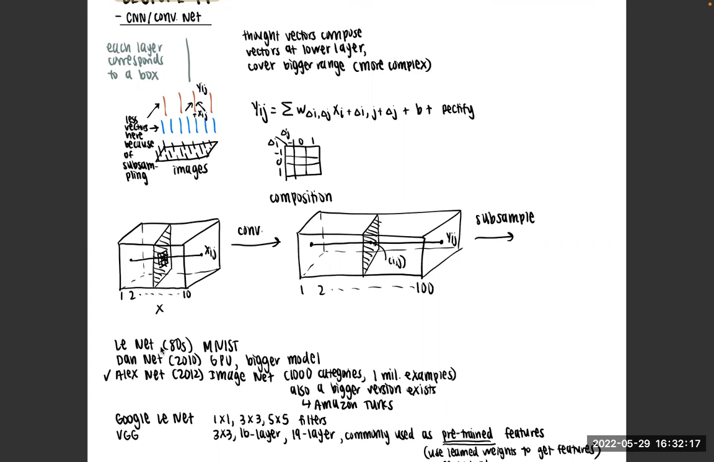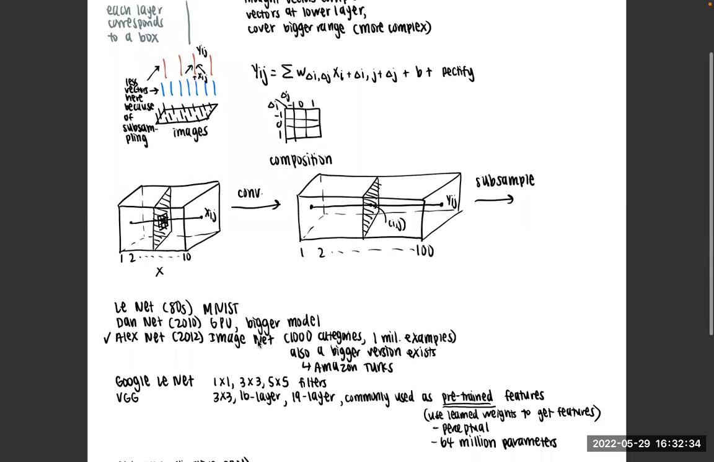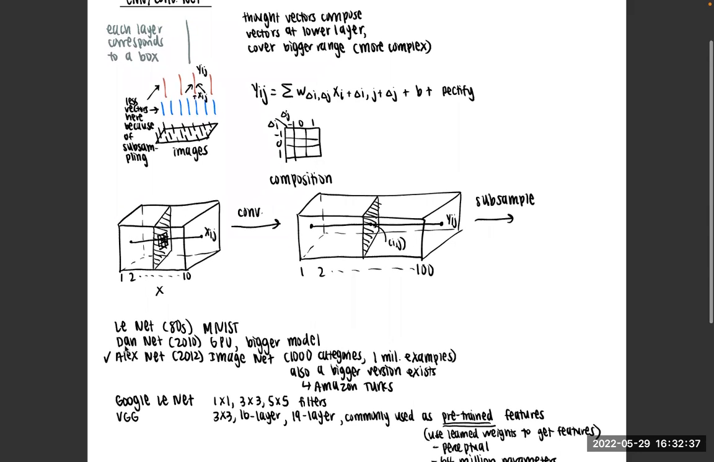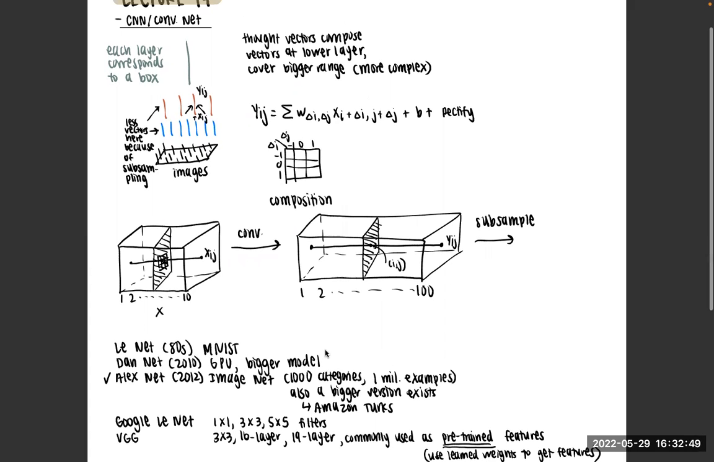LeNet was invented in the 80s, and it was applied to the MNIST dataset, which consists of 60,000 handwritten digits, and the images are 28 by 28. And in 2010, there was DanNet, which uses GPUs for parallel computing because the convolution can be done in parallel. They also use a bigger model so that they get a very good result on MNIST.